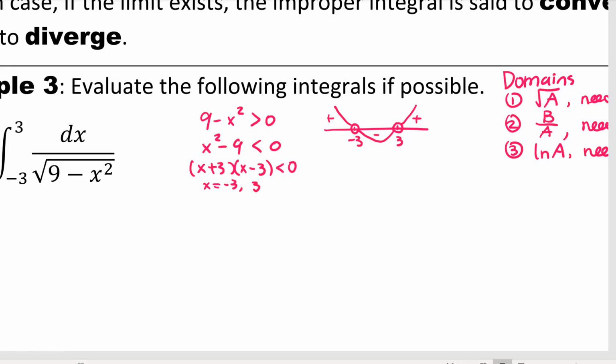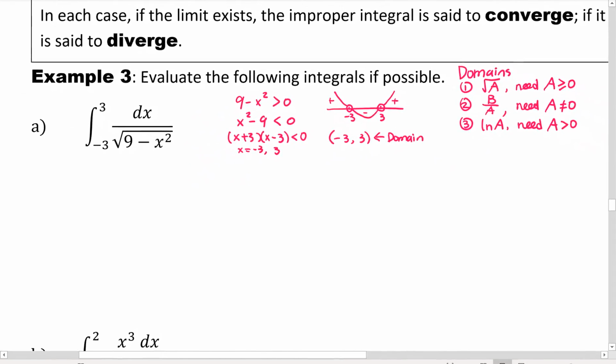So we know the domain is from minus 3 to 3, not including the endpoints. So this is the domain of this function, and we are looking for the interval from minus 3 to 3. We can see at 3 the denominator is 0, so 3 and minus 3 are actually the improper values. Okay, so let's continue.